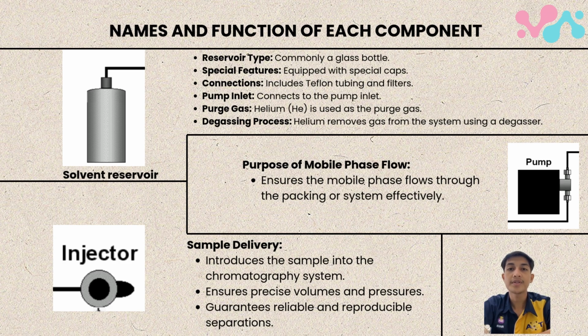Second is the pump, whose function is to force the mobile phase to flow through the packing of the system. The pump is essential for maintaining stable flow and preventing pulsation in the chromatography system. Common types of pumps used include reciprocating pumps, displacement pumps, and the last one is pneumatic pumps.